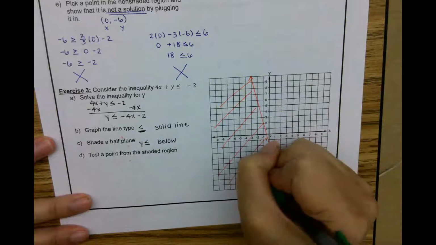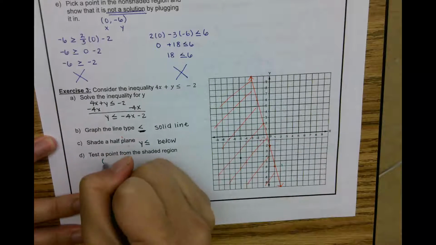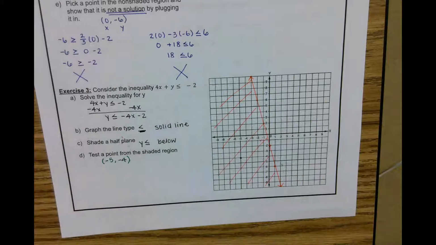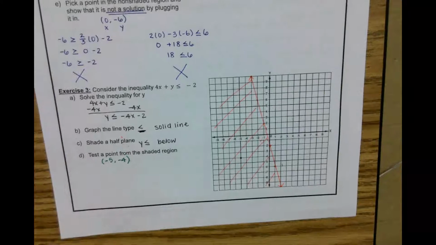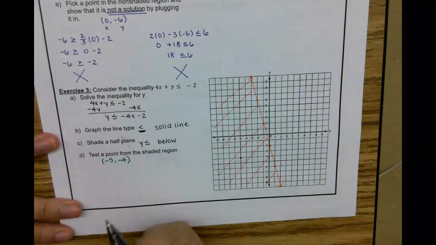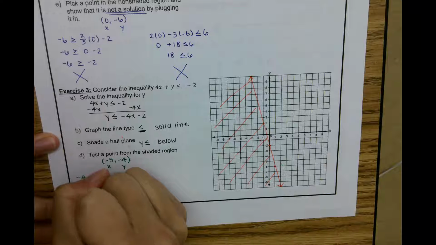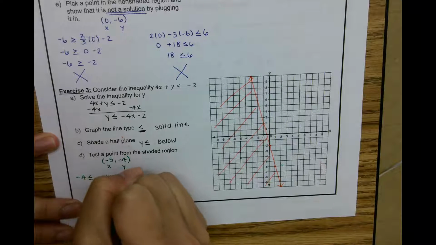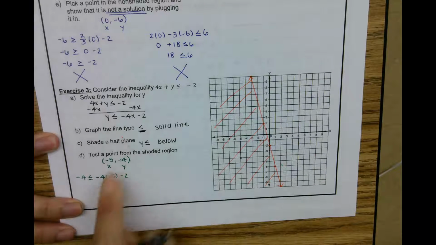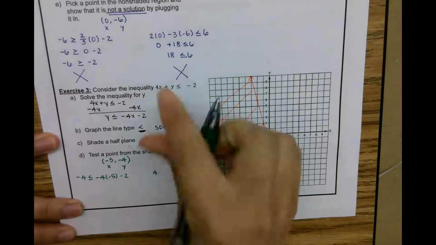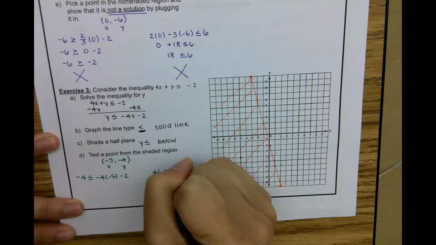Let's pick this random point: -5, -4. Like I said, any point works in that shaded area. You could have picked a different point than me. I chose -5, -4, and I'm going to plug it into both of them. This is my x, this is my y. This is me plugging it into the slope-intercept form, and then just in case, I also want to check with the original.